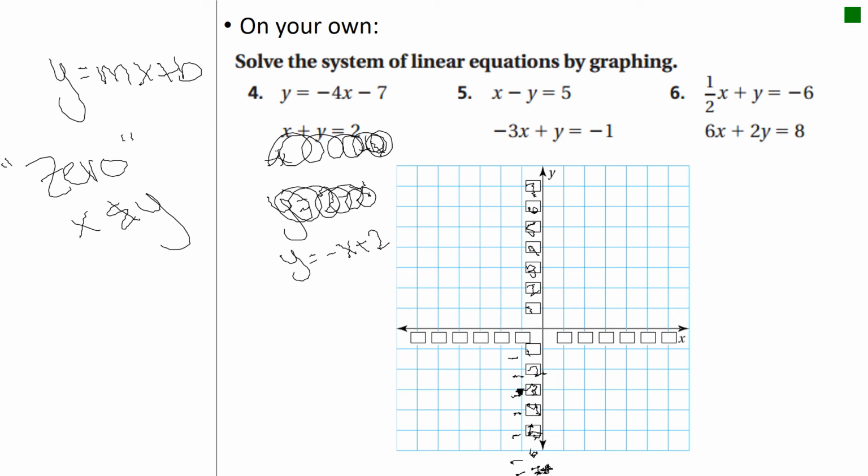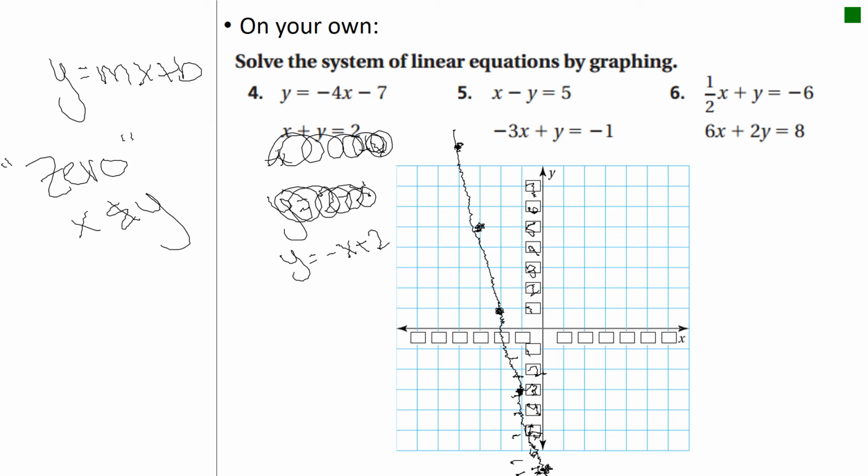Oh, let me double check that. 1, 2, 3, 4 over 1, up here. Okay. I'm definitely going to need a line to see this one. Awesome. Okay, now let's try the next one.